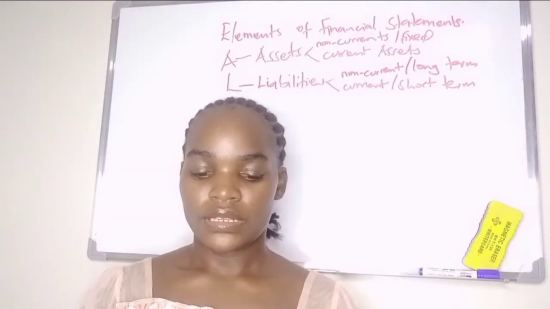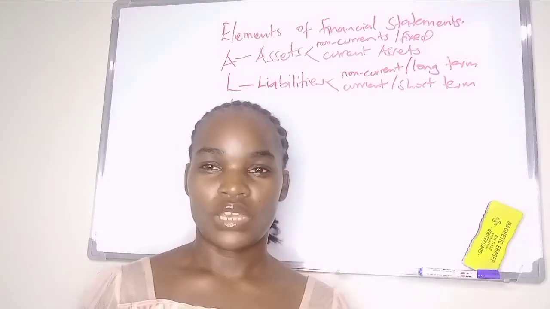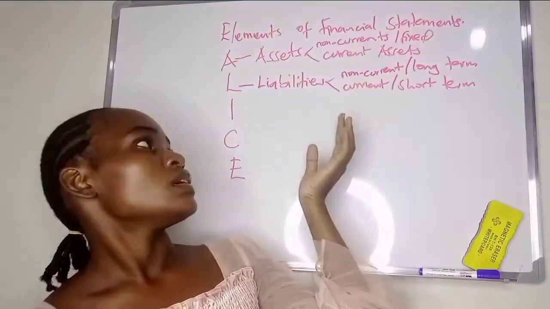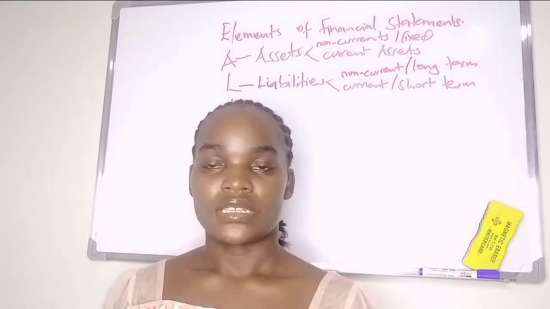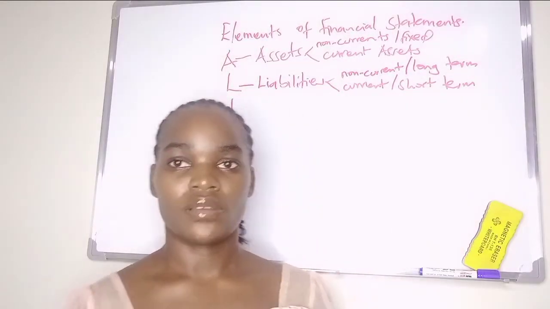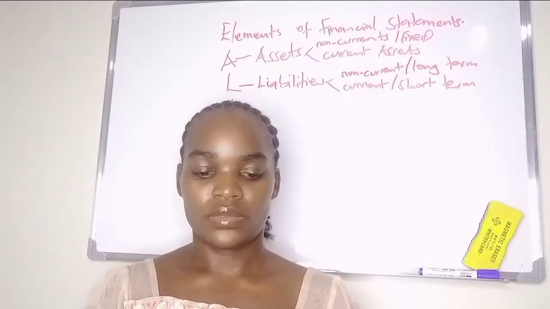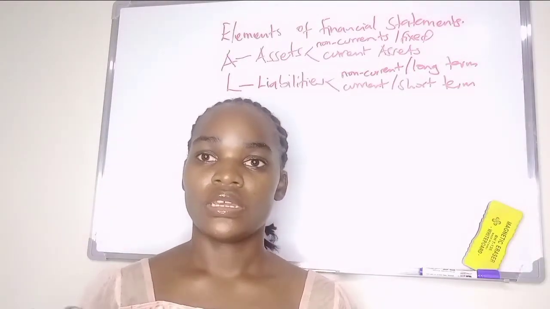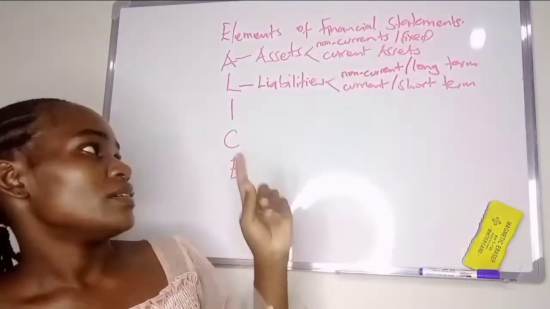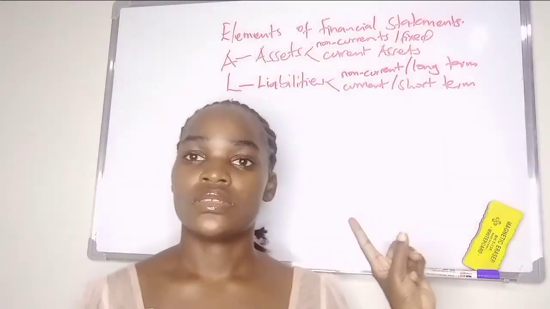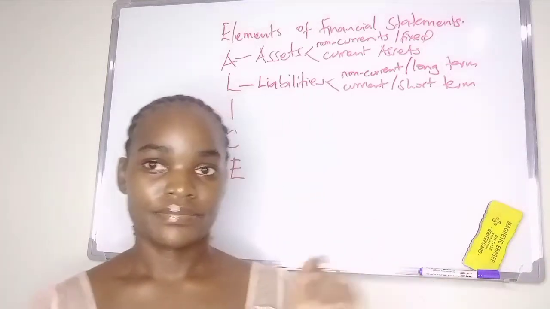If I tell you that the business has a 5-year loan, or a 2-year loan, it becomes a non-current liability. But if they tell you that a business has a 6 months loan, it becomes a current liability. A current liability is an obligation to the business for a period less than 1 year. It's where we have things like trade payables and accrued expenses.